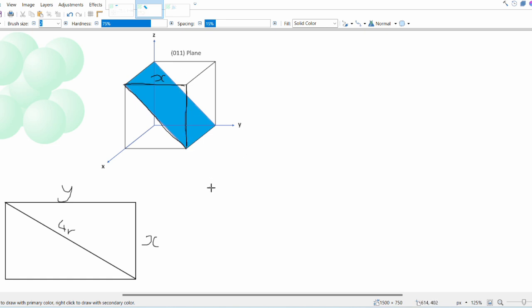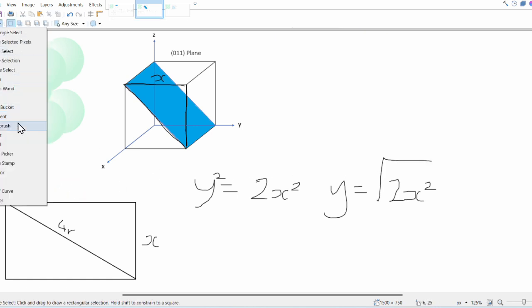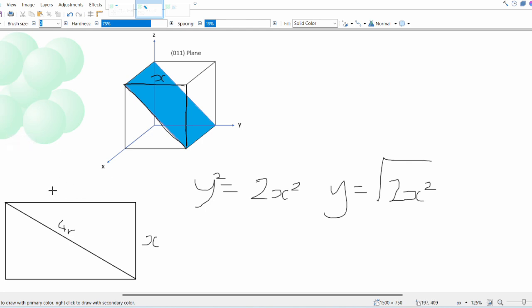So therefore, y squared should equal 2x squared. Therefore, y equals the square root of 2x squared.